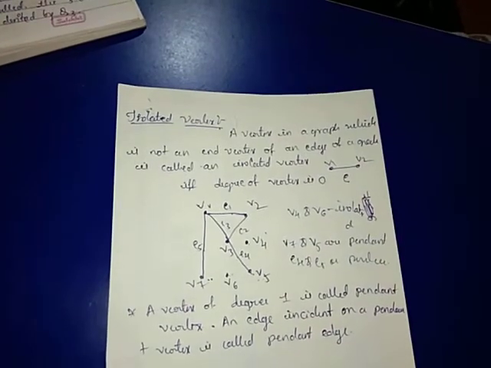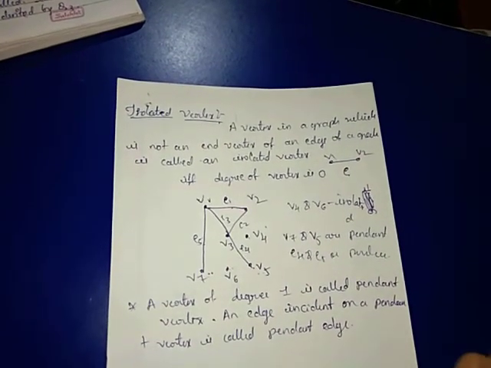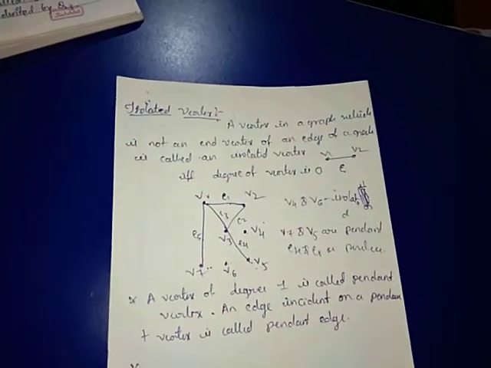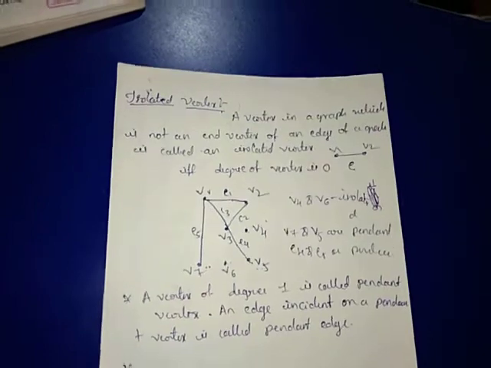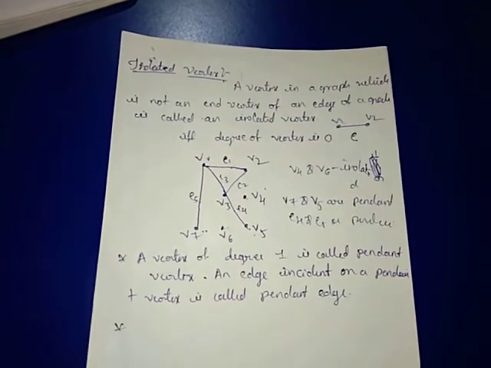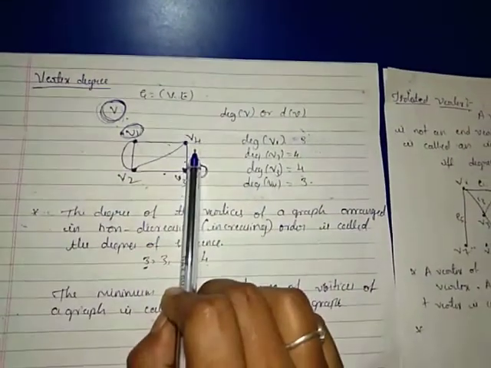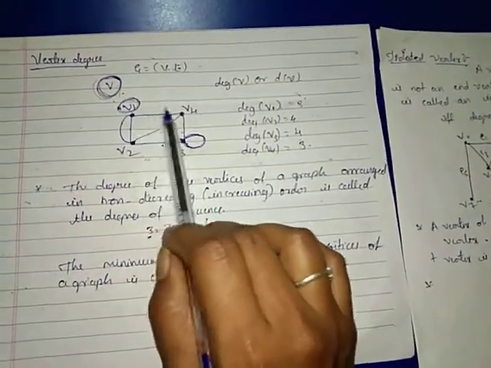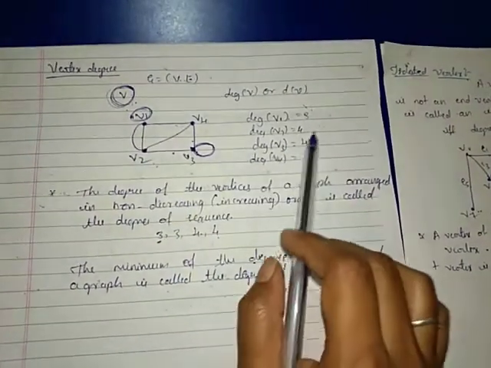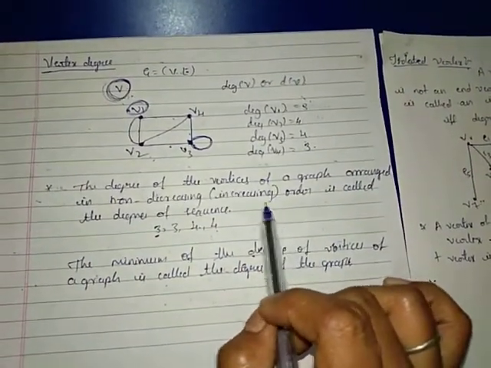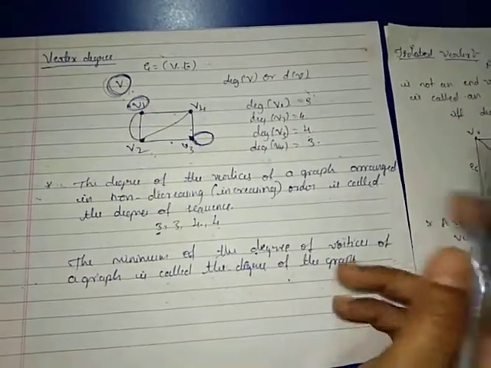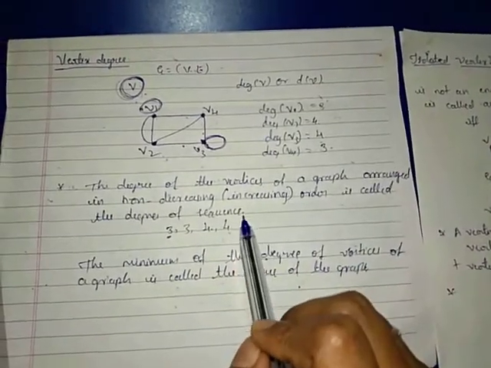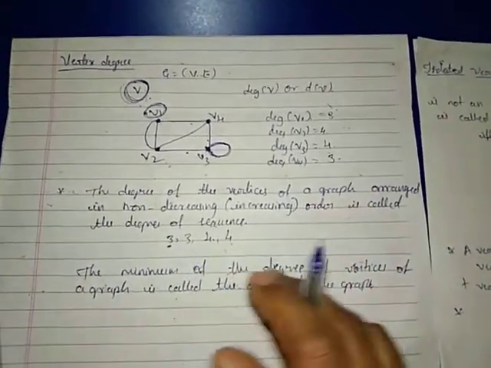And one thing is clear: we know a null graph does not have any edges. If there are no edges in the null graph, then every vertex of the null graph will be an isolated vertex. Therefore, the degree of a vertex means the number of edges incident onto the vertex. All the degrees of the vertices of the graph arranged in increasing order is called the degree sequence, and the minimum value of the degrees of the vertices of a graph is called the degree of the graph.